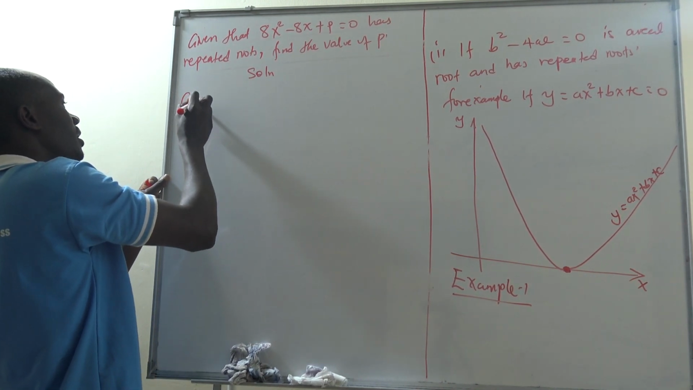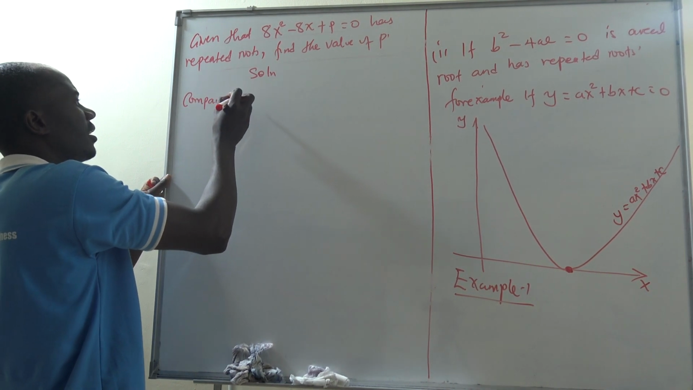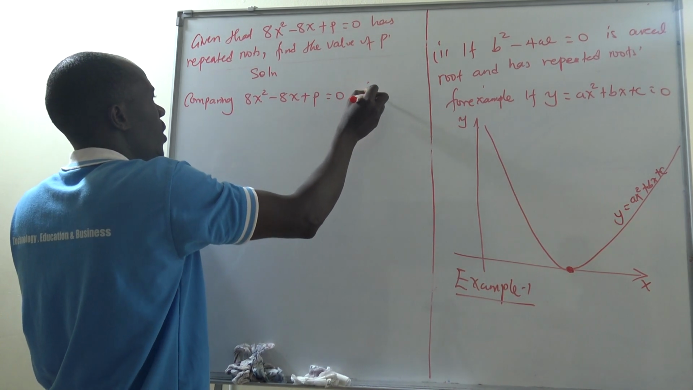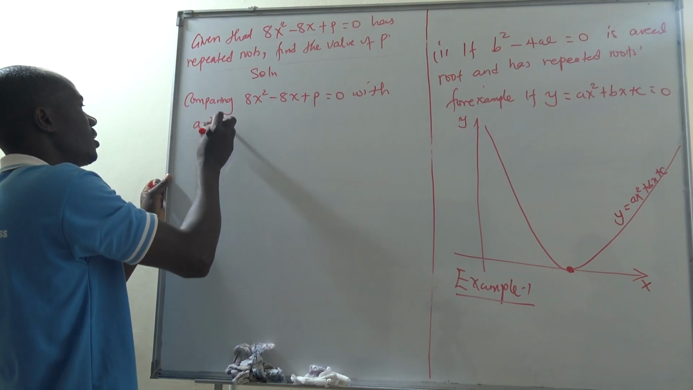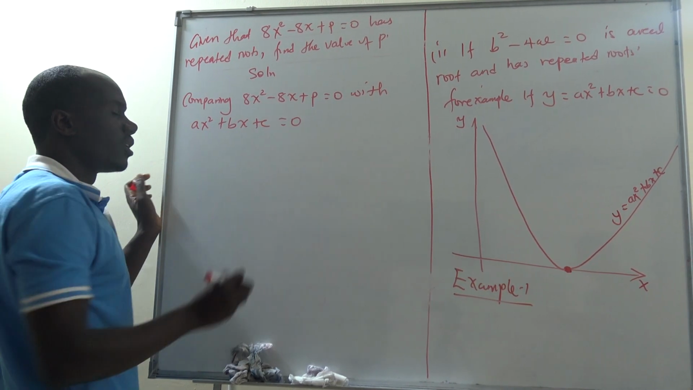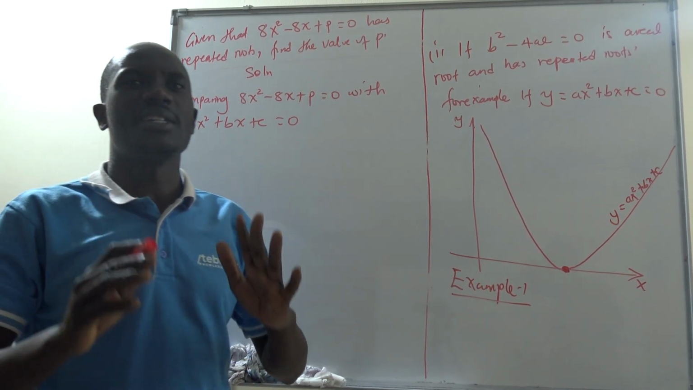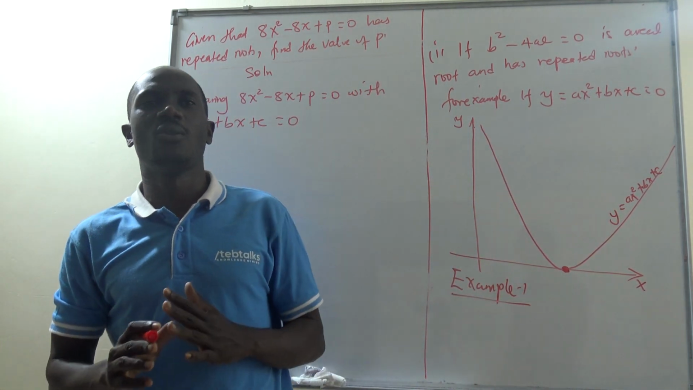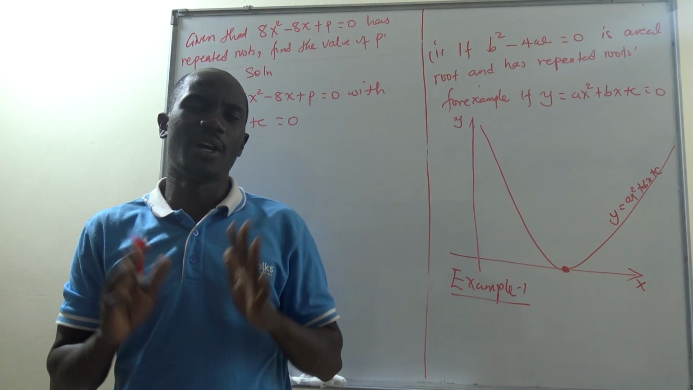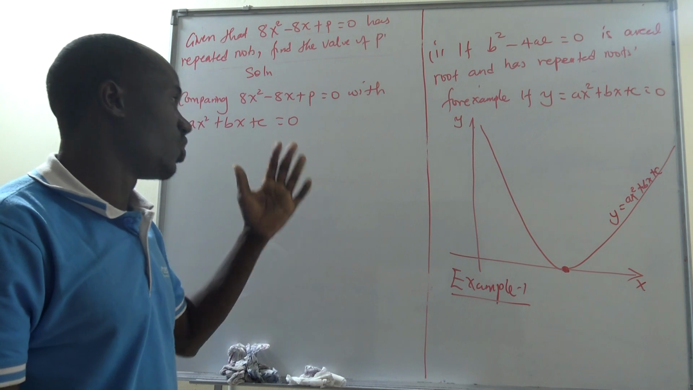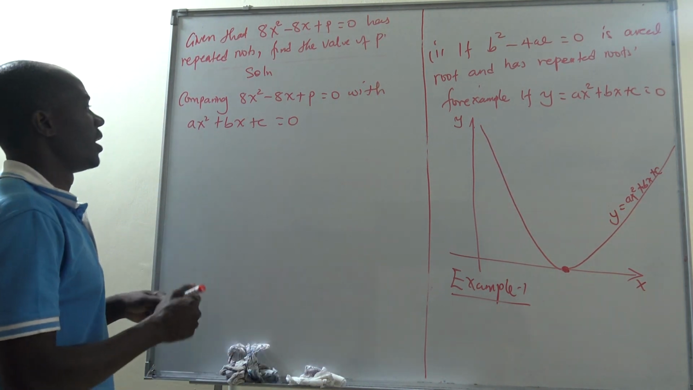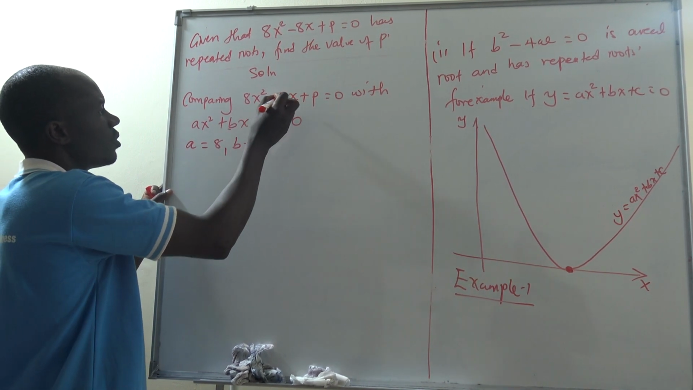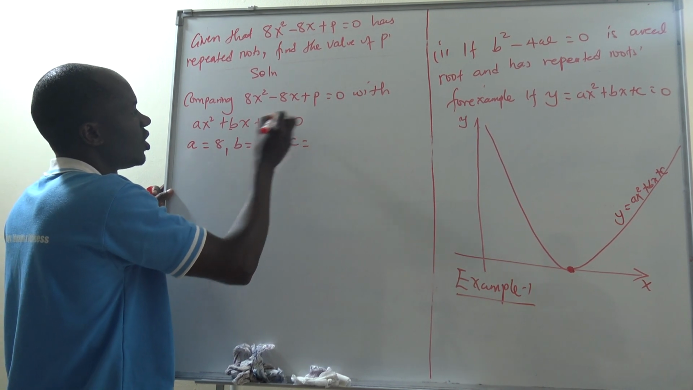You start by saying comparing 8x squared minus 8x plus p equals 0 with ax squared plus bx plus c equals 0. So if we try to compare, we look at the coefficients of x squared, also the coefficient of x and the coefficient of x power 0. So we are going to be comparing them, and we see what is likely to come out from our expression here. When we try to compare, it implies that a equals 8, b equals negative 8, and c equals p.